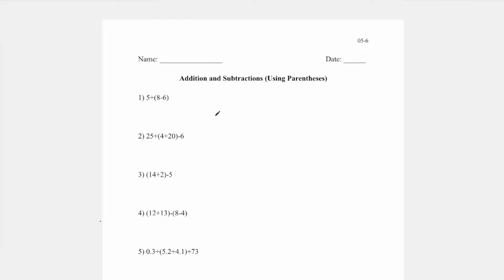Today we'll be working on the 5th grade lesson 6 worksheet, starting with addition and subtraction using parentheses. Number 1. We have to do what's inside the parentheses first because of PEMDAS. So 5 plus, and then 8 minus 6 is 2. So 5 plus 2 is 7. So the answer to number 1 would be 7.